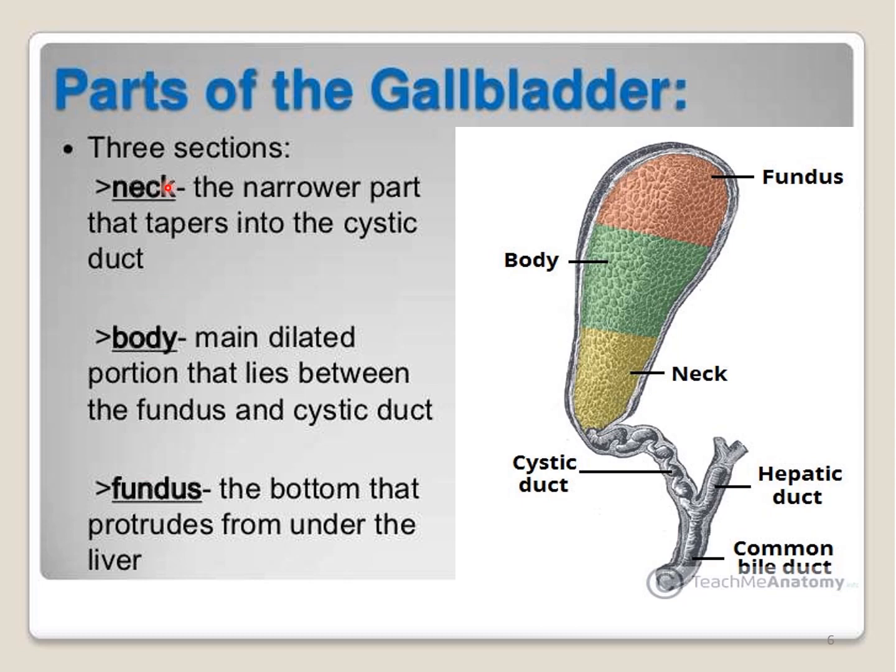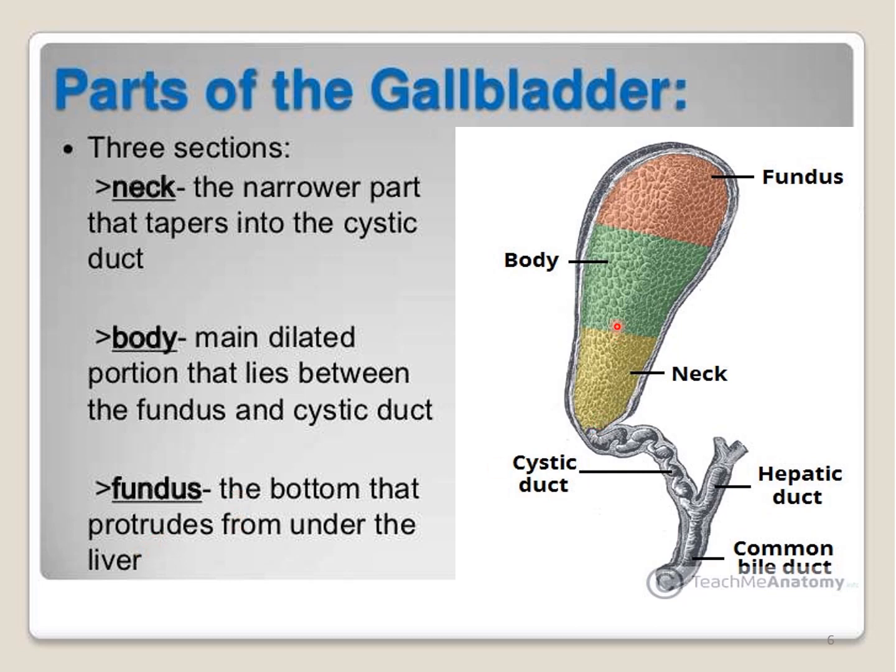About the neck, it is the narrower part and it tapers into the cystic duct. Body, it is a main dilated portion and that lies between the fundus and the cystic duct. Fundus, it is the bottom that protrudes from under surface of liver.